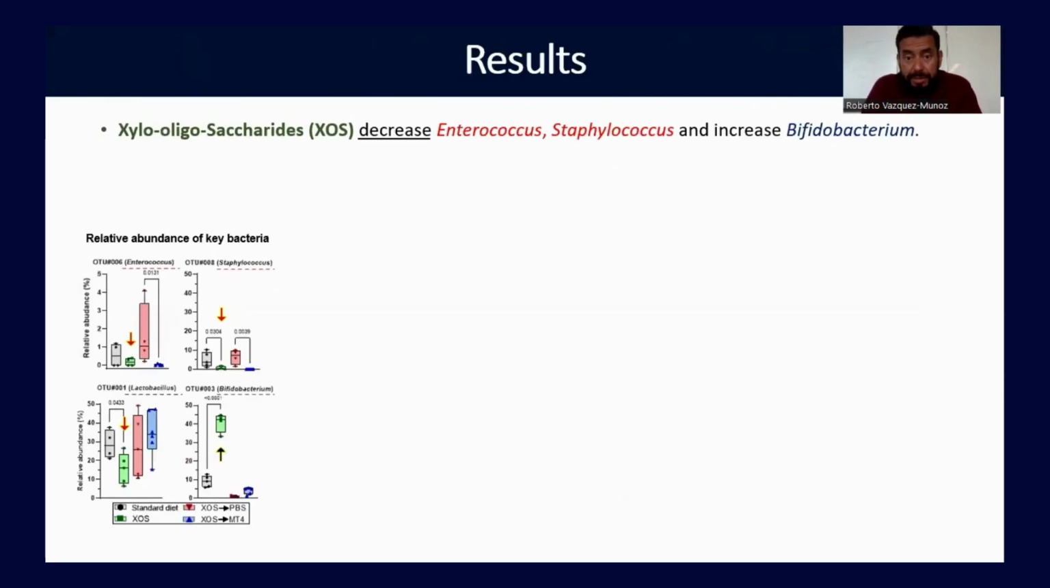So what we have done in the lab, we work with prebiotics and probiotics. For example, xylo-oligosaccharides, XOS, is a prebiotic that decreases Enterococcus and Staphylococcus, both bacteria associated with Candida infections, and increases Bifidobacteria, a probiotic bacteria associated with anti-candidal properties.